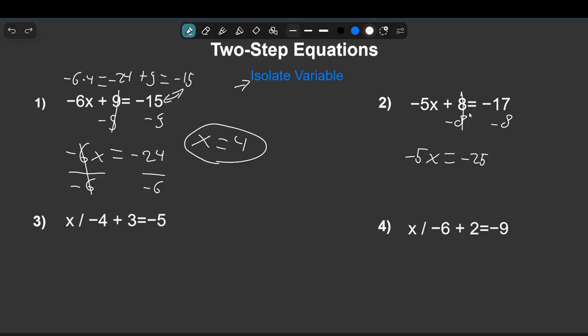Basically what we do is we turn the two-step equation into a one-step equation and then we isolate our variable and do it like we usually do it. So now we're going to divide by minus 5 on both sides.